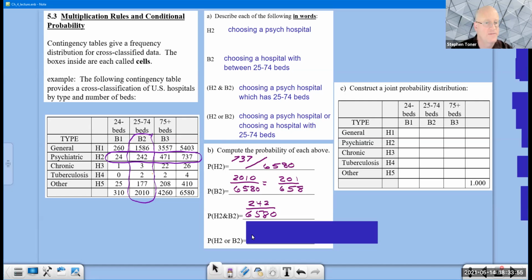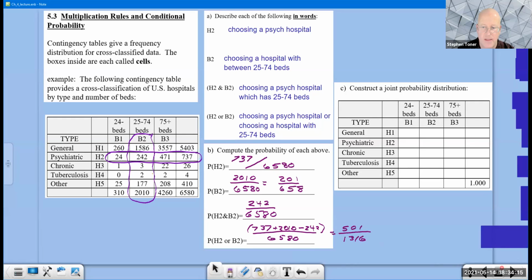Now, when I'm looking to find the probability, I have to add the probability of H2, the row total, and the column total together, but subtract off those 242 hospitals that were counted both with the row and with the column. And you can see that I've done that there. I've added the row and the column together, and I subtracted off the 242. I put parentheses around the numerator just to remind you that if you're doing this on a calculator and turning it into a decimal, you need to have parentheses around the numerator. And we have a reduced answer there of 501 out of 1,316.